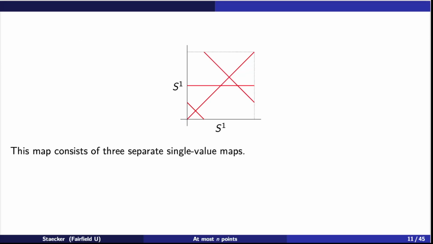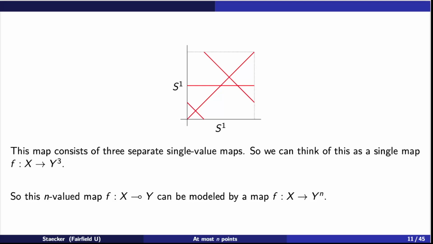Anyway, this one in particular is fairly easy to handle in terms of a configuration space because this map consists just of 3 separate single value maps. You can see there's one across here, there's one up here, and then this one here is in 2 little pieces, but that's one map on the circle, all right? This consists of 3 separate single value maps, and so we can think of this as one map into the codomain, but to the 3rd power, the 3rd Cartesian product. All right, so this at most n-valued map can be modeled as a map into the space Y to the power n. In this case, S1 to the power 3.